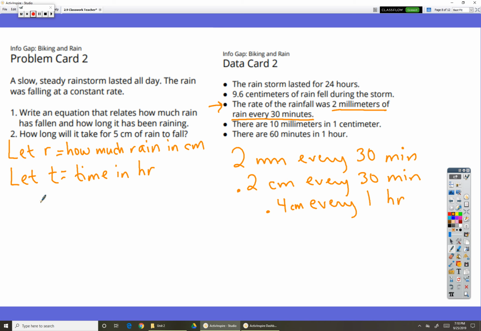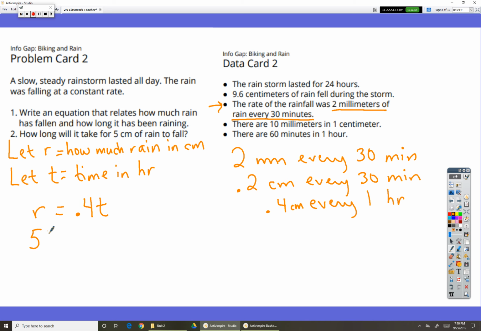So I'm going to need to multiply, since it's falling this many centimeters every hour, I'm going to multiply that amount times the time to get the total rainfall. So that would be my equation. Now, the question is asking me, how long will it take for 5 centimeters of rain to fall? So 5 centimeters, that's not T, that's not the time, that's how much rain has fallen, or how much rain we want to figure out is going to fall.